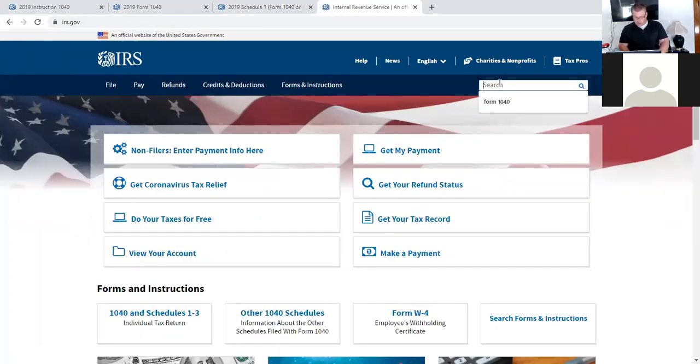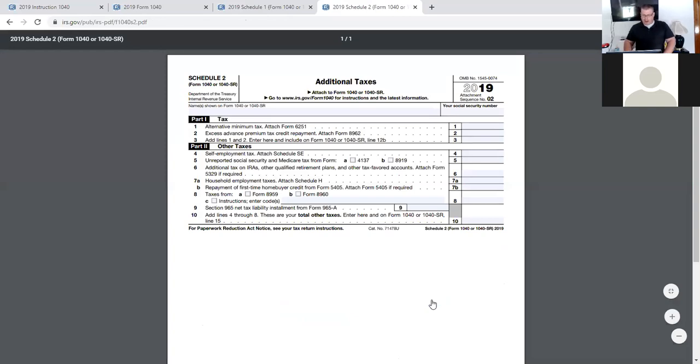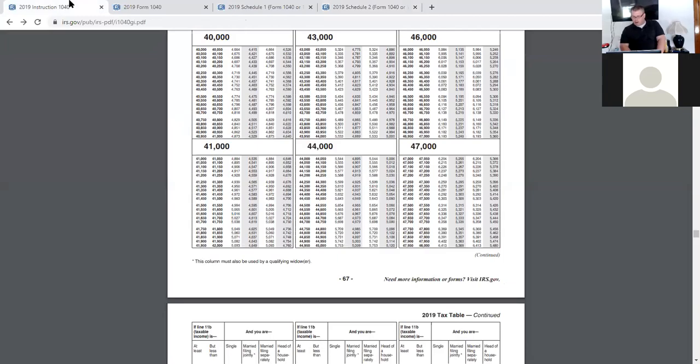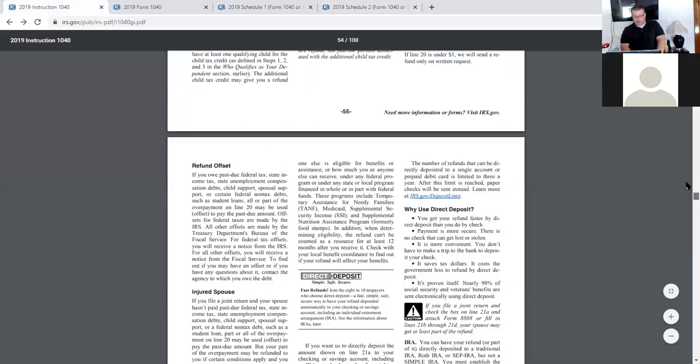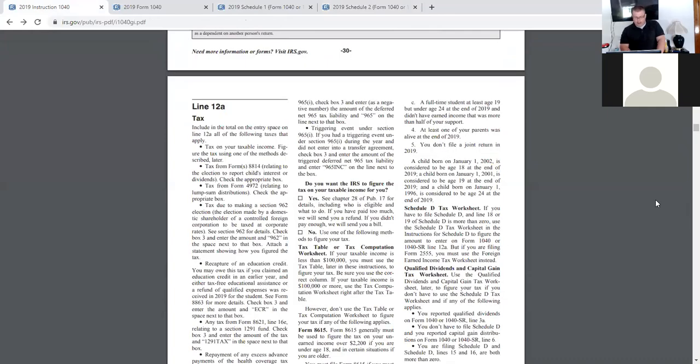And we'll search for Schedule 2. And here's Schedule 2, tax. We'll click on it. Should bring up a PDF: additional taxes, the alternative minimum tax, excess advance premium tax credit payment, other taxes. Boy, I don't know if we have to do any of this. So where could I find out? Again, I can go back to the instructions and look for the instructions on line 12A to see if I have to do any of this. So go back up, line 12A.